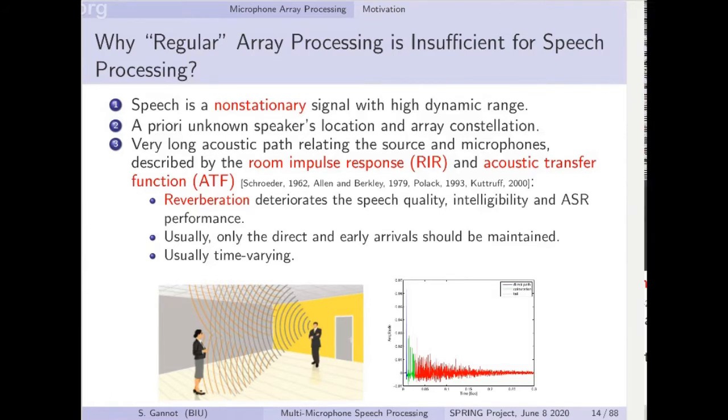This will have a major influence on the speech quality, I would say especially on the recognition rate of ASR, automatic speech recognition systems, and this is why we need to take care of this reverberation, and of course we should take this into account while designing the beamforming.